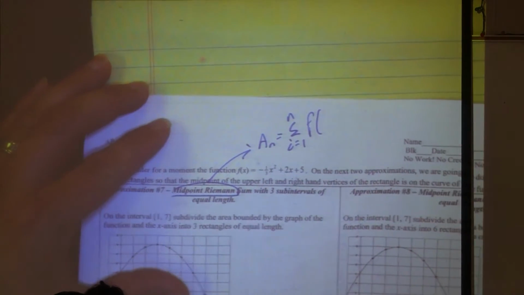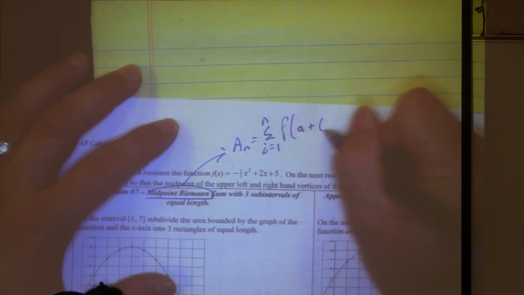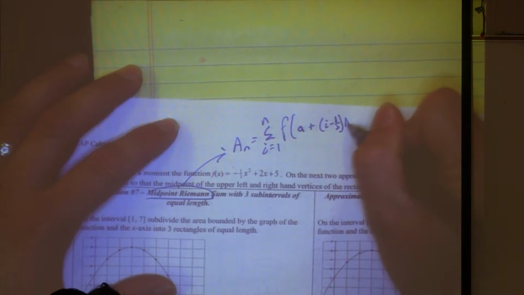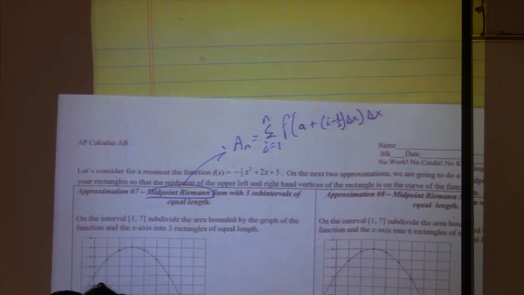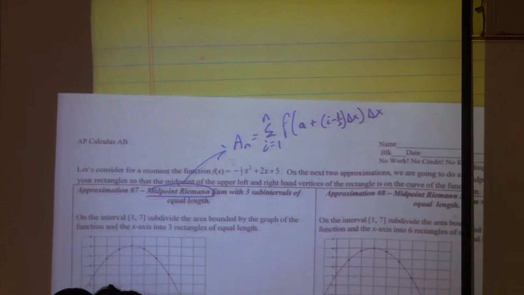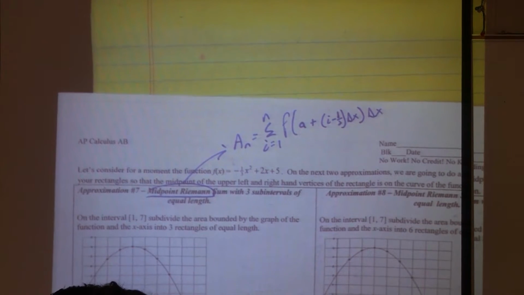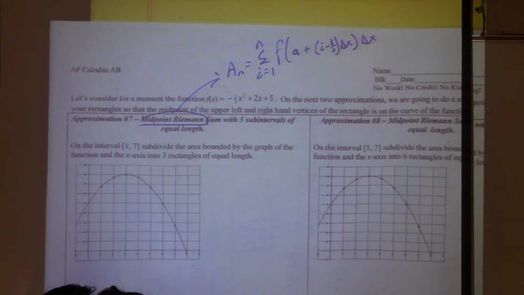f of a plus (i minus 1 half) delta x. Delta x, i's in case. You go there. It doesn't matter, it's just a variable, right? Whatever letter you like. If you want to use an n, Pablo, you can use an n. But then you would have to change this. Every letter is different. Good?